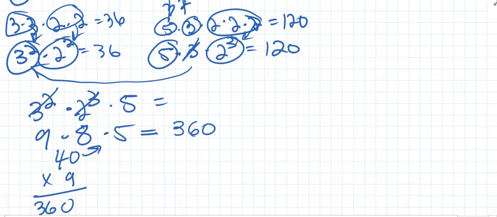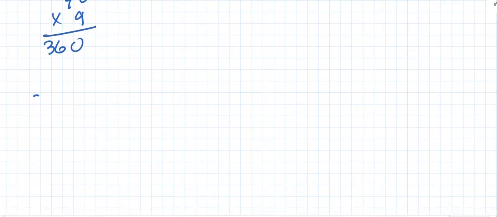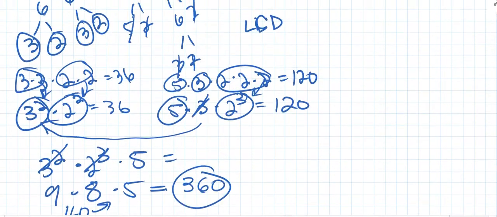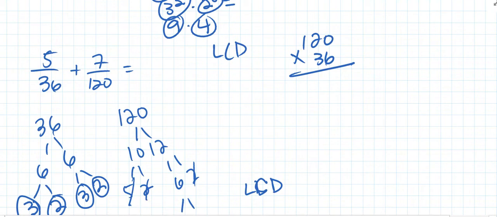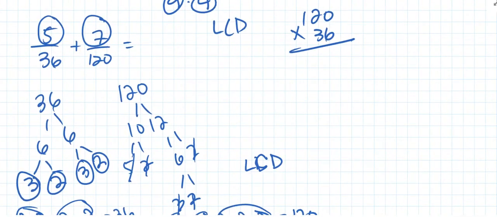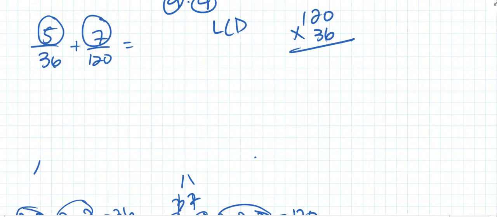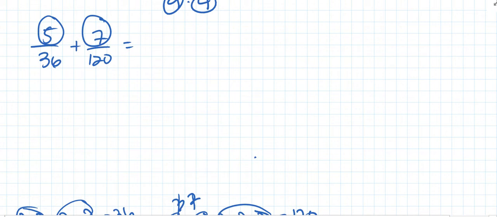So we take this and we set both fractions over 360. Let's move back up here. Remember we had 5, and we had 7. Now, let's get rid of all this clutter. Our original fractions, we're setting them over 360.